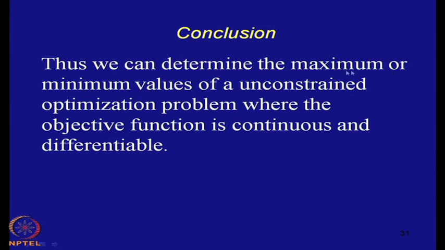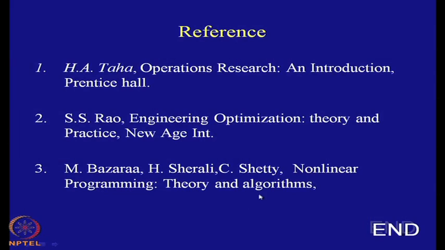We are concluding our lecture with this: that we can determine maxima and minima for the unconstrained optimization problem where the objective function is continuous and differentiable. And not only the local optimum, we are also getting the global optimum with further conditions on the objective function involved in the problem. These are the references that can be referred to for further learning of this topic.